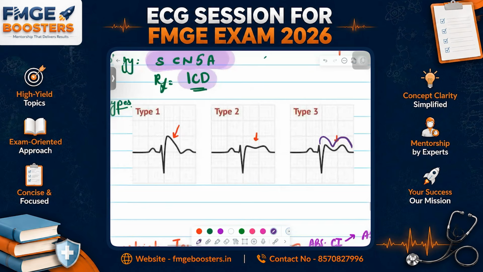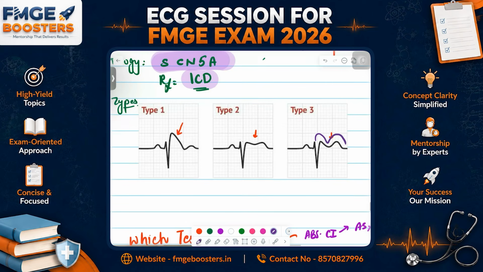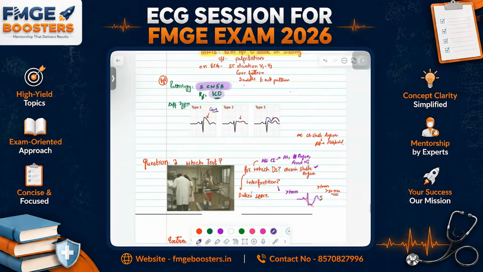This is type 3 Brugada, whereas this one is nothing. इसमें इतना ज़्यादा 3 नहीं बन रहा. This is type 2 and this one is coved pattern. Great everyone. चलो ये बताओ.